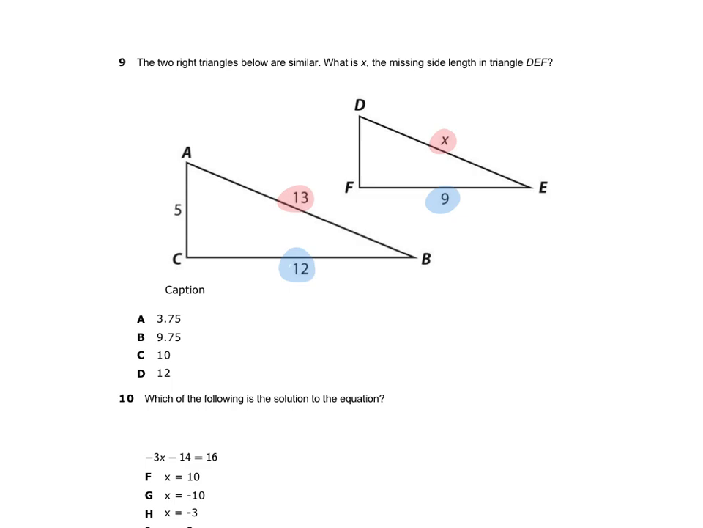So now I can set up my proportion. I'm going to set it up exactly as it looks. 13 over 12 equals x over 9. Now, 13 is larger than 12, so x needs to be larger than 9. Looking at my answer choices, I can already eliminate A because it is not larger than 9.